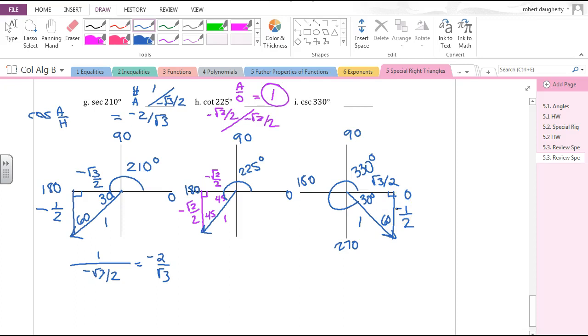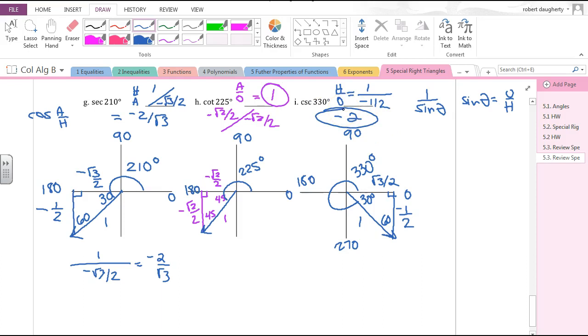So the cosecant. The cosecant is 1 over the sine, right? So if the sine is opposite over hypotenuse, the cosecant is hypotenuse over opposite. So that is 1 divided by -1/2, and that is just simply -2.